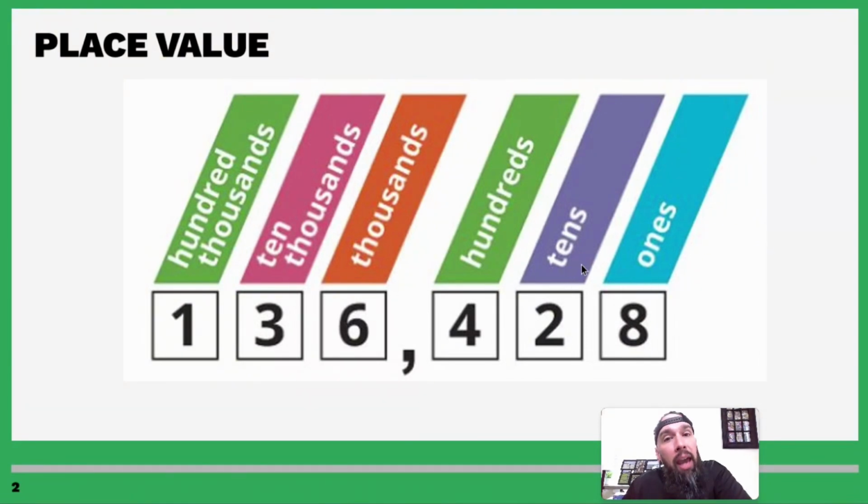The next one is the tens place value. So 2 is in the tens place value. The next number is the hundreds place value. 4 is in the hundreds place value. That makes a little bit of sense because if we were to read just these numbers right here, we would say 428. But we don't just stop at hundreds.